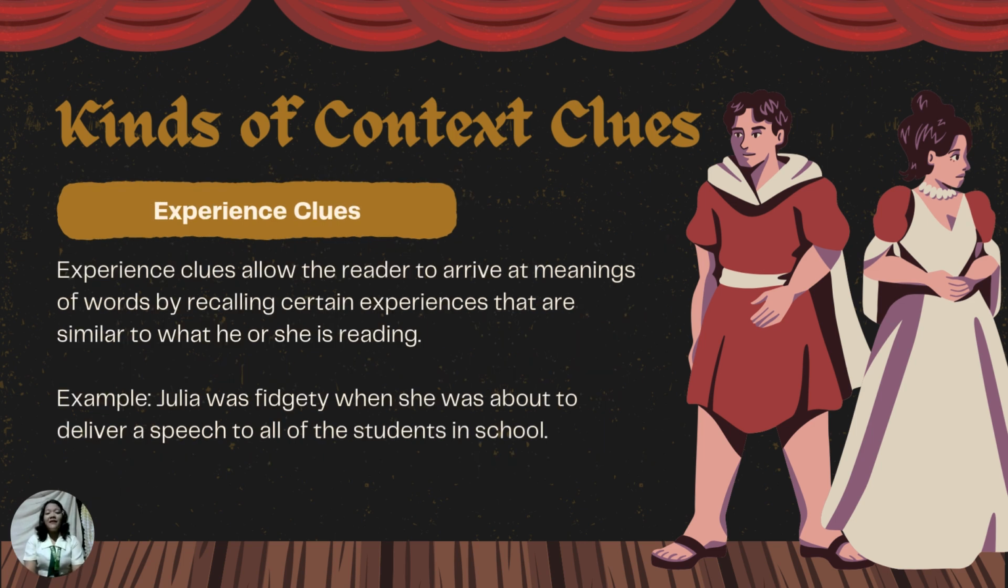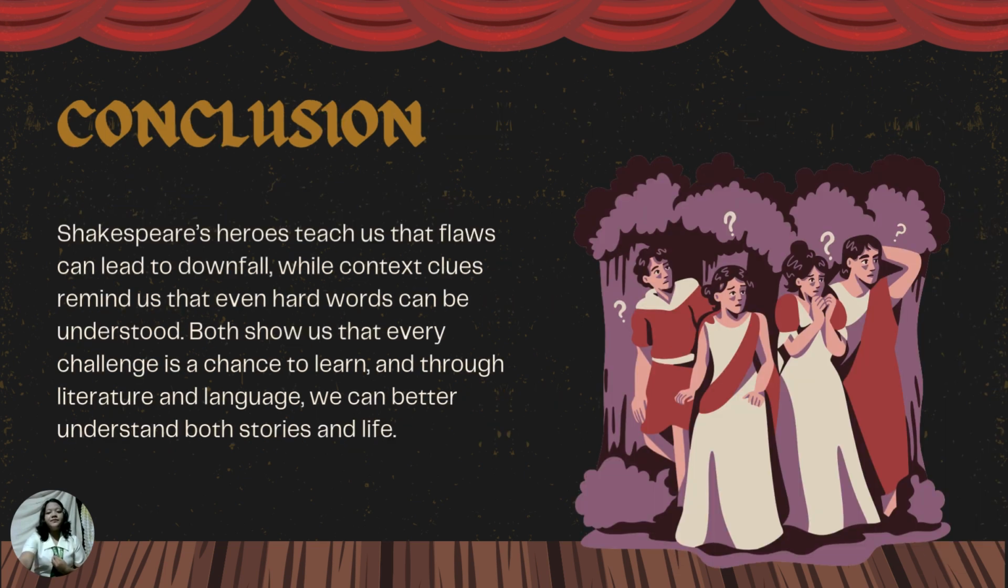And lastly, we have the experience clues. Experience clues rely on what we already know. If you don't know the meaning of the word fidgety in the example, Julia was fidgety when she was about to deliver a speech to all of the students in school. Through this sentence and your experience of how it feels before delivering a speech in front of many people, you would then understand that fidgety means uneasy or nervous.